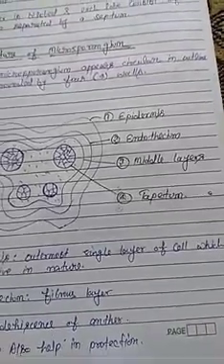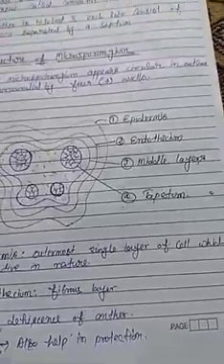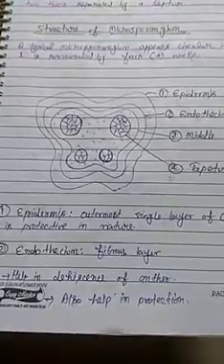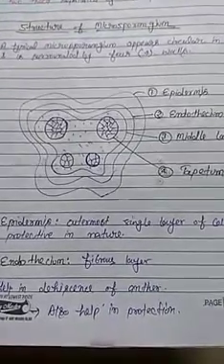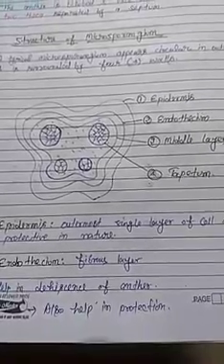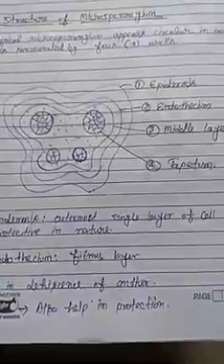In last class we have completed the anther. Today we are going to start the structure of microsporangium. In each anther 4 microsporangium is present, that's why it is called tetrasporangiate condition.